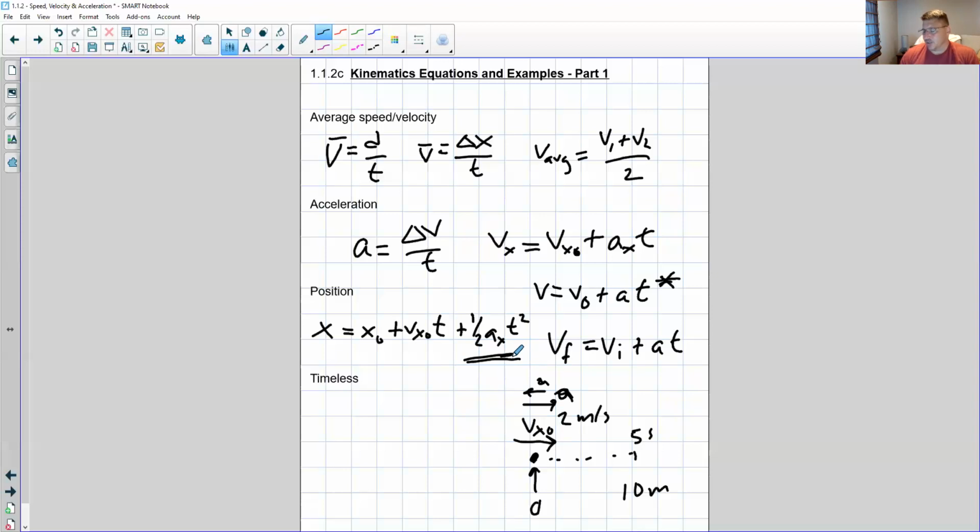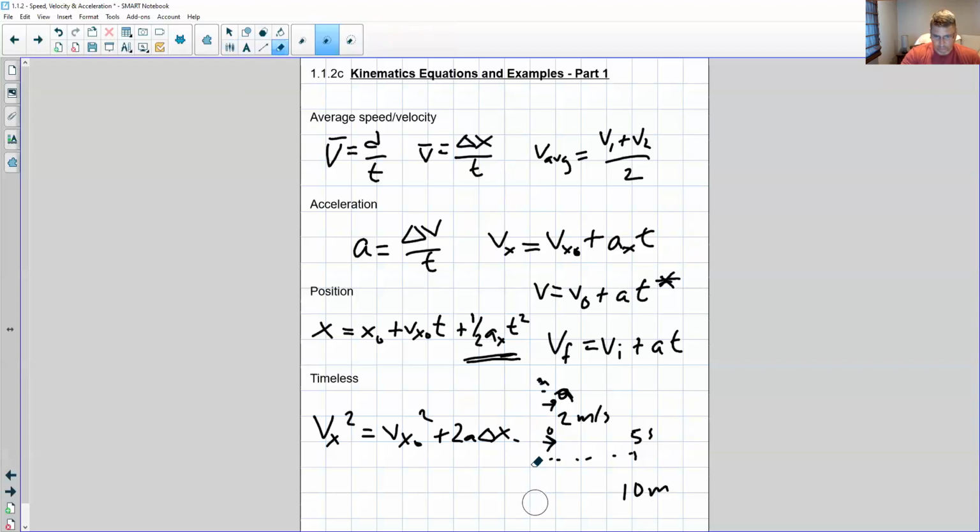The last equation is the timeless equation. The timeless equation: Vx squared equals Vx naught squared plus 2a delta x. Now, this formula is actually a consequence of the law of conservation of energy.